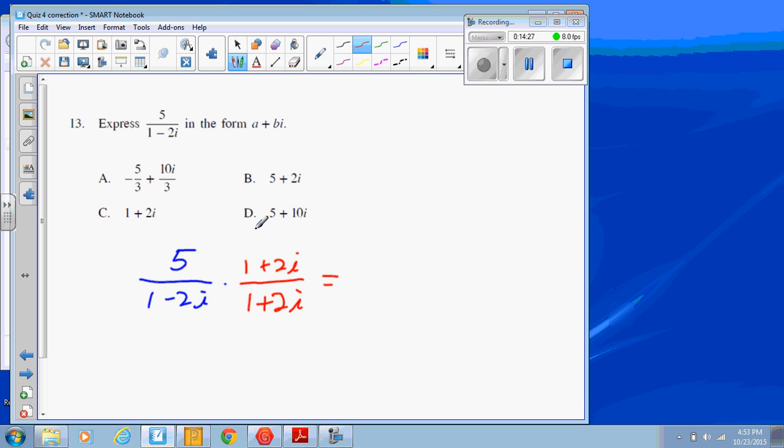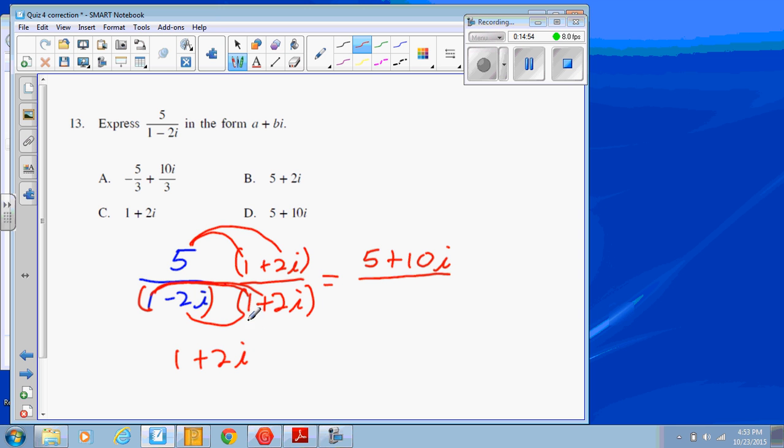Now, the top of the fraction becomes, again, remember, this whole thing is in parentheses, 5 times 1 is 5. 5 times 2I, so that's going to be plus 10I. And that's the top of my fraction. The bottom of my fraction is going to be 1 times 1 is 1. Then it's going to be plus 2I. And this one's going to be minus 2I. And then these guys are going to be minus 4I squared.